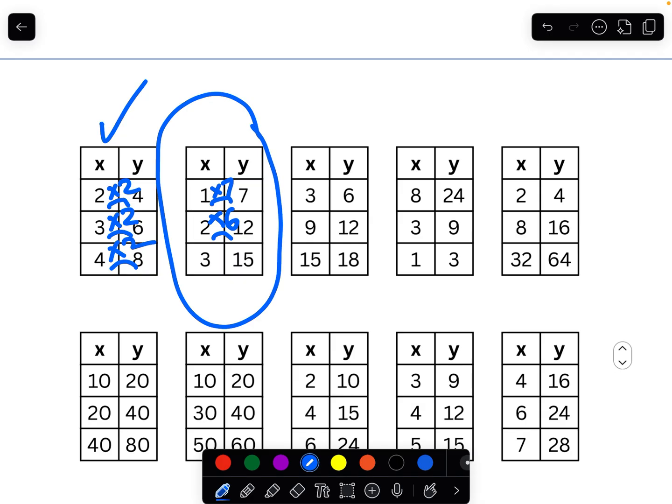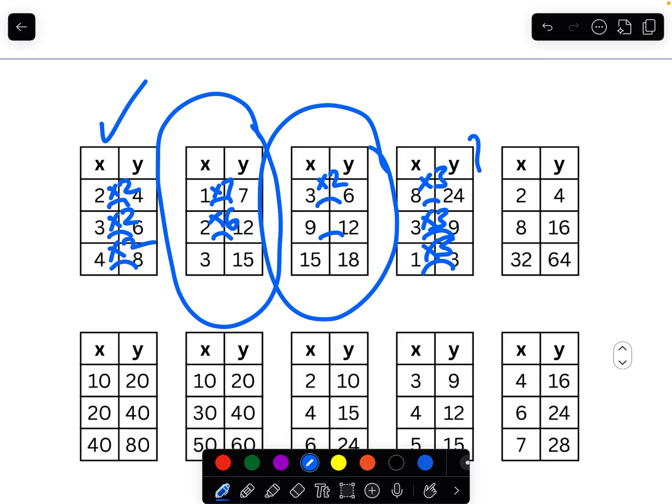Let's go to this next one. 3 times 2 is 6. 9 times 2 is 18, not 12. So right off the bat, we know this is also not a proportional relationship. Go to the next one. 8 times 3 is 24. 3 times 3 is 9, and 1 times 3 is 3. So these are all proportional relationships.